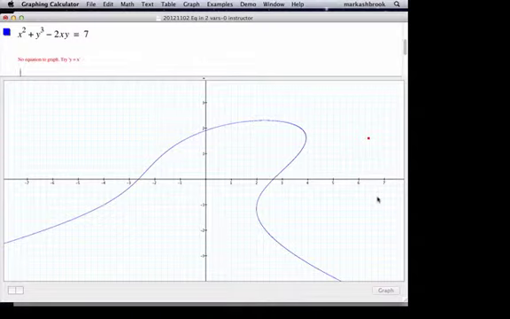So I want you to estimate the rate of change when x equals 3. Do it with your partner. Estimate the rate of change when x equals 3. Go.